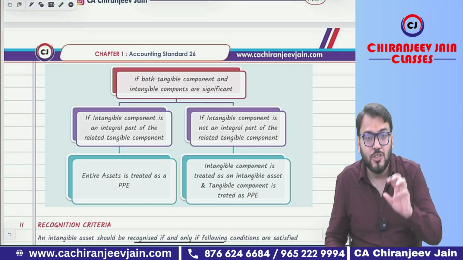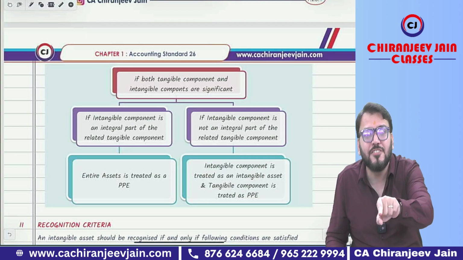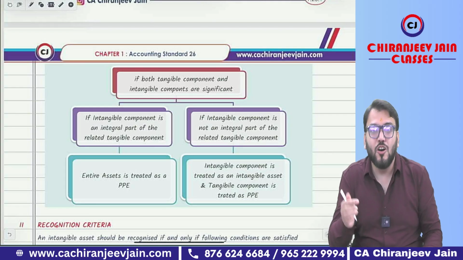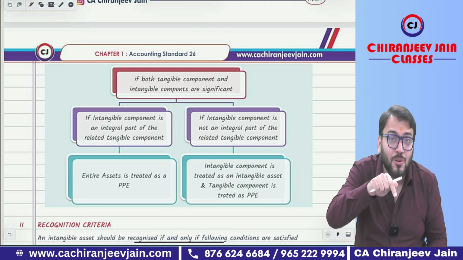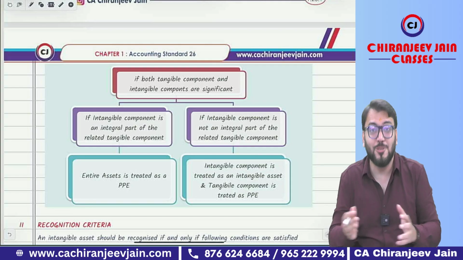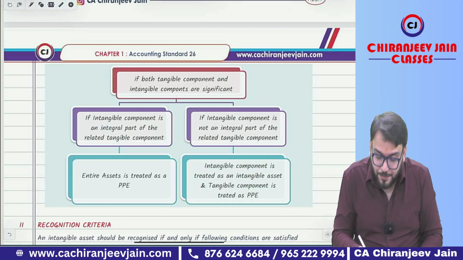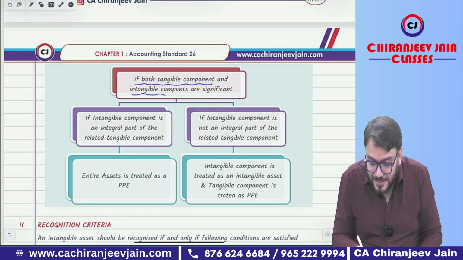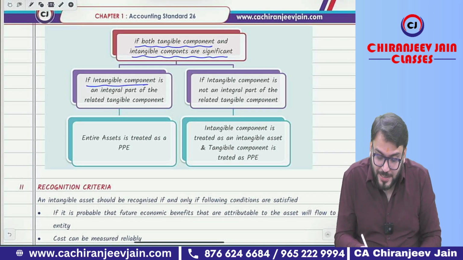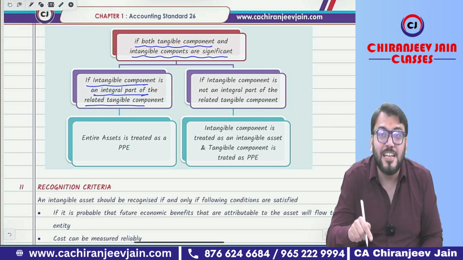One doubt will come. When you purchase a laptop, you ask the vendor what is the cost price of the operating system. They will say 50% is the operating system, 50% is the tangible component. Because without the operating system you can't run or use the laptop, and without the laptop you can't use the operating system. So both are significant. So what AS26 says is that if both tangible and intangible components are significant, but the intangible component is an integral part of the related tangible component.